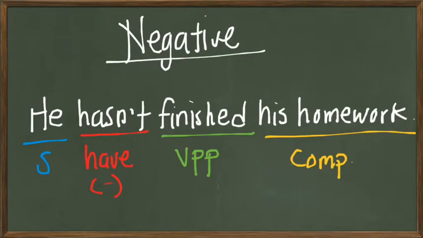Now, in the negative form, in the example, he hasn't finished his homework, we simply put the auxiliary in its negative form, from has to hasn't. Why hasn't and not have? Because the conjugation between he and have is not he have, it's he has. Alright? And let's check our elements. We have our subject, our auxiliary in negative, in this case again hasn't, our verb in past participle, finished, and our complement, his homework.